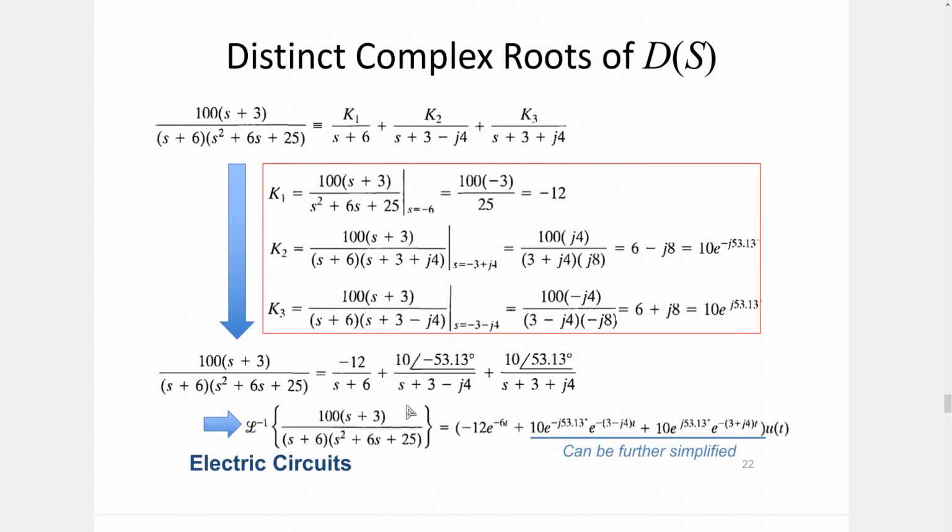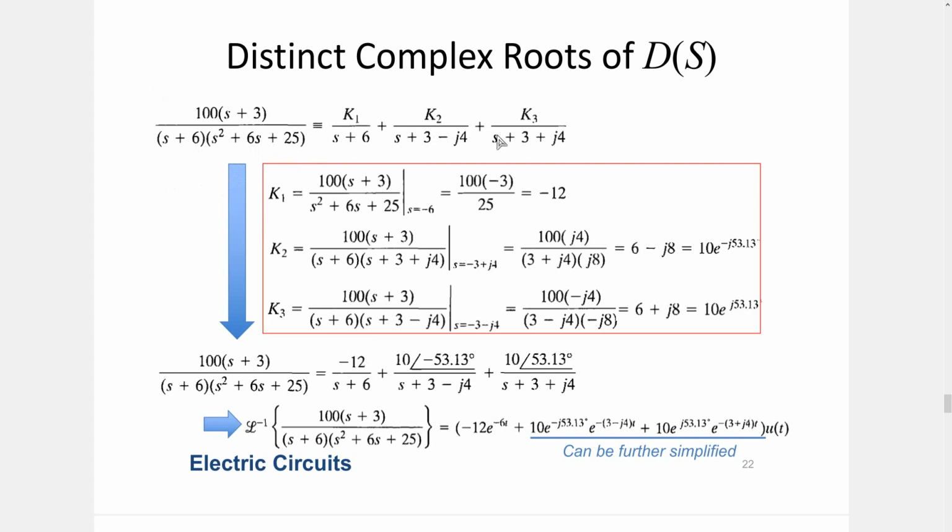In the case of distinct roots, real or complex, it doesn't really matter. The important thing is that they are not overlapping. So in this particular example, for instance, when we have 100 times (s plus 3) divided by (s plus 6) times (s squared plus 6s plus 25), we can easily decompose it. We can simply find the roots of this, whether complex or real, but it will have two distinct roots which are complex conjugates of each other.